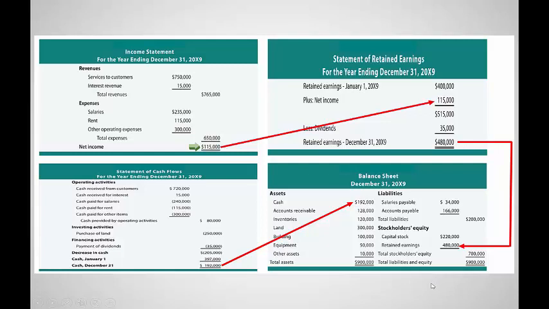So therefore, to recap, each month those chart of accounts will drive which account needs to be represented on the income statement versus another account that needs to be represented on the balance sheet. The statement of cash flow and the statement of retained earnings are just a little bit more detail on certain pieces of information that actually exist on the balance sheet or the income statement.